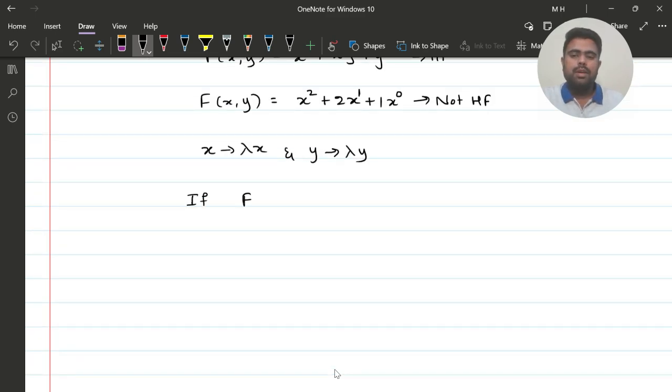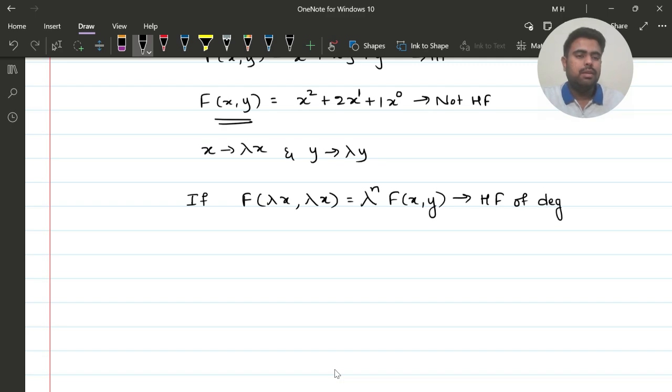Then, if f of lambda x comma lambda y is lambda raised to n times f of x comma y, that is, lambda to some power comes out and the remaining function stays the same, then we say that this is a homogeneous function of degree n. We call it a homogeneous function of degree n.